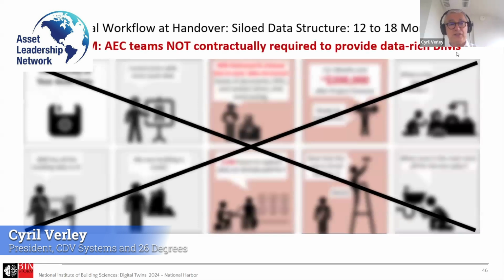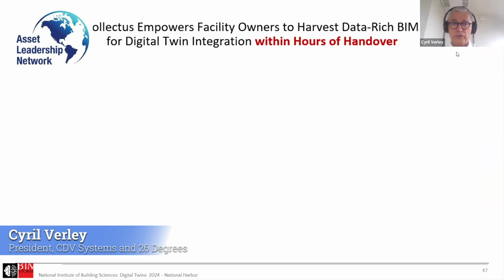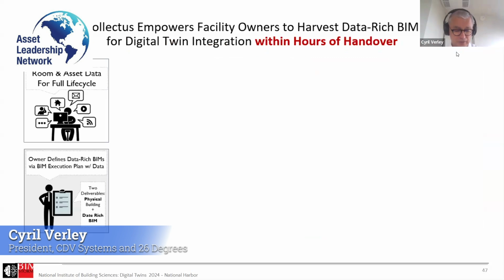And the reason is the architects and engineers and contractors aren't contractually required to provide data-rich BIMs. So instead, we've created a workflow we call Collectus, which empowers the facility owner to harvest the data into a digital twin, literally within hours of handover. We call this a business process model, an example of benefiting from BIM.